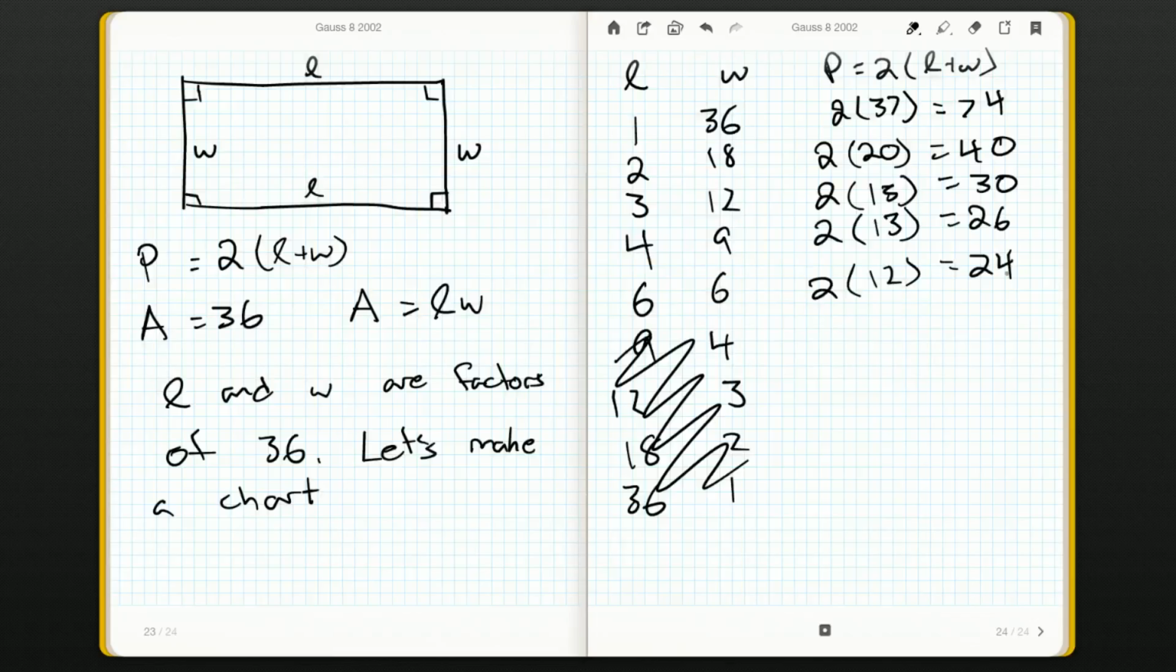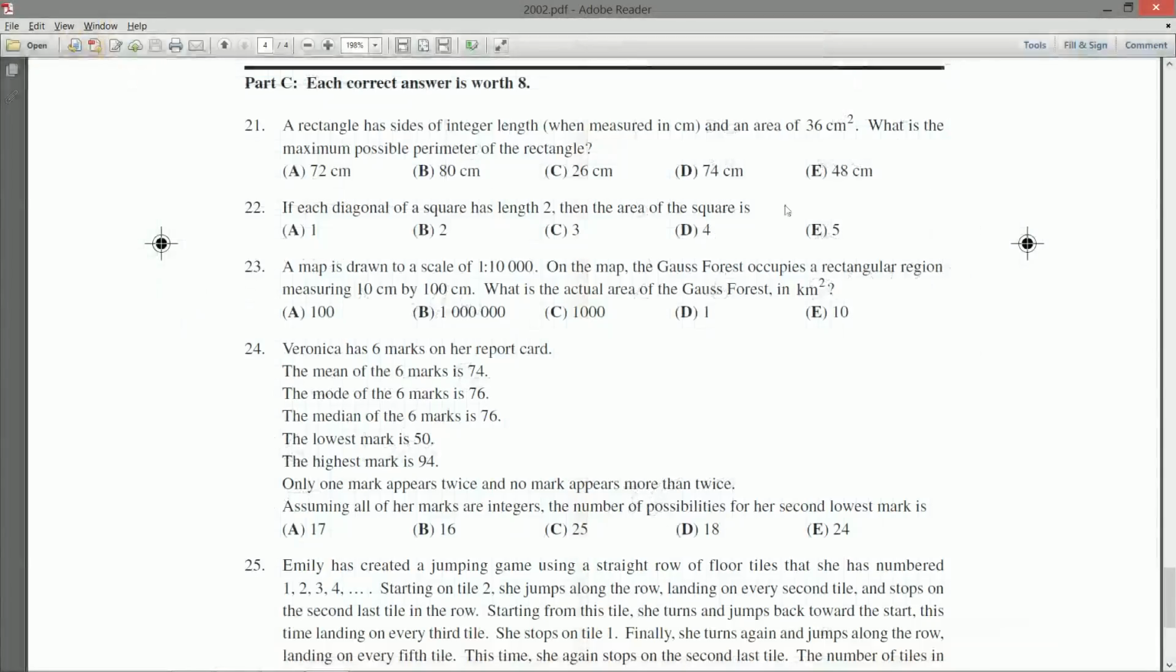Now, if you didn't want to just scribble out the last half of the chart, even though it's duplicated up above, you would get 26, 30, 40, and then 74 again. So our biggest perimeter, 74, is the maximum perimeter. Okay, well, is 74 one of our answers? 74 centimeters, there it is, D.